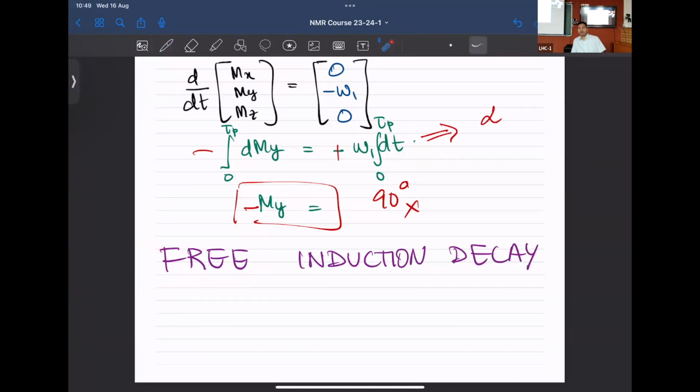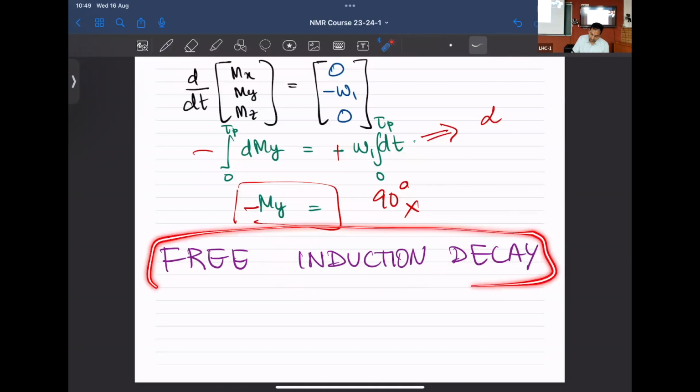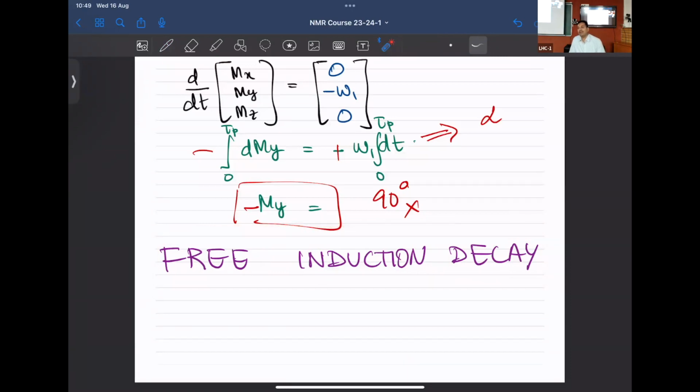What is free about it? It freely precesses about B0 after the pulse. What is induction about it? The magnetization that precesses about B0 induces a current in the detector that you have. That is the induction. What is the decay in it? As a function of time, the transverse magnetization decays, and therefore this entire signal is called free induction decay, FID in short. I might end up using FID all the time from here on. And FID just means the signal that you end up acquiring after you have pulsed.